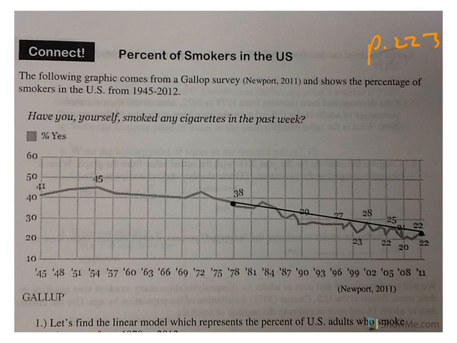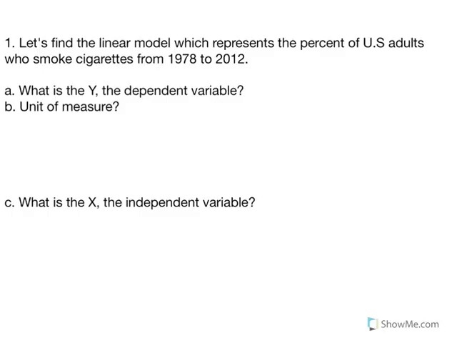All right, let's move on to page 223 with the percent of smokers in the U.S. So you can see that this line that is kind of crooked is the percent of smokers. And then this black line that is straight is our trend line. So I'm going to come back to this and draw on this graph in a minute, but let's first answer some questions. So we want to talk from 78 to 2012.